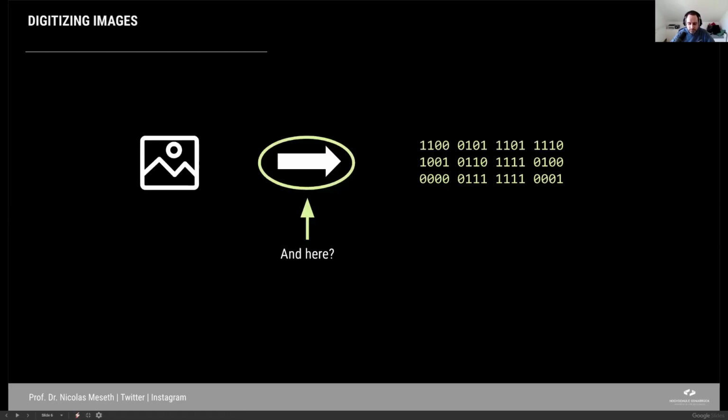All right, and then we did the same for images as another example. So what happens here? Basically, we have the real world again. An image is nothing but light that is hitting some sensor or our eyes. And so the question is, how can we digitize that and represent it in a form that a computer can store and process?